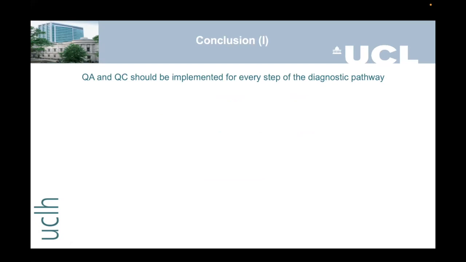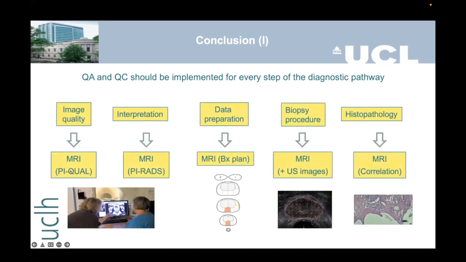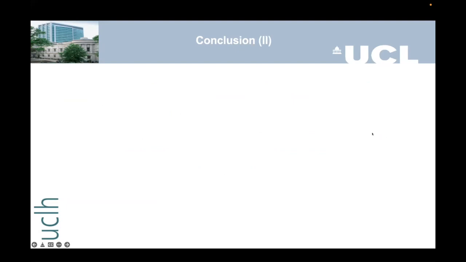So just to conclude my talk, and then we can discuss and see other cases, we know that quality assurance and quality control should be implemented for every step of our diagnostic pathway, starting from the image quality with PI-QUAL, and then interpret your MR scans using PI-RADS, then prepare your data using a biopsy plan as we have seen, and then do your own biopsy procedure and correlate all your findings with histopathology.